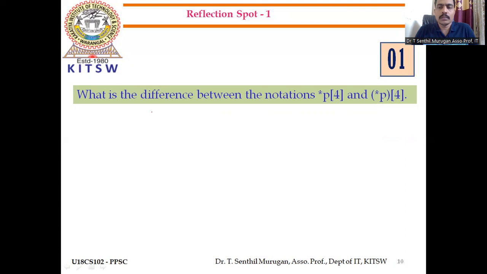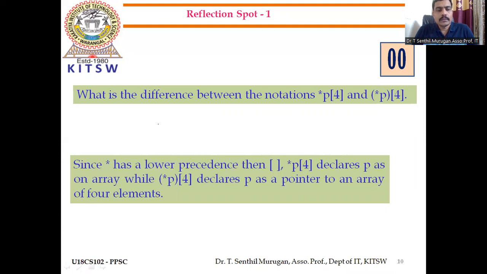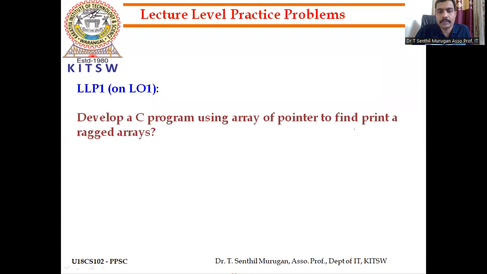Your time is over. So I will show the answer. If you have written the correct answer, we can proceed further. Otherwise, you have to watch the video from the first. So what is the meaning of that? Asterisk has lower precedence than square brackets. So if you declare asterisk P of 4, it means P is an array. While when we write it like this, P is mentioned as an array. If you write it like this, P is mentioned as a pointer, a pointer to an array. So how many pointers are we creating? That is the difference between them.